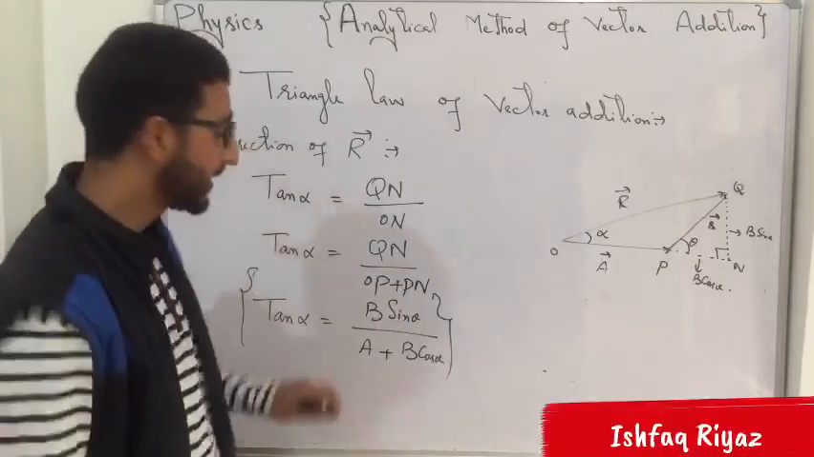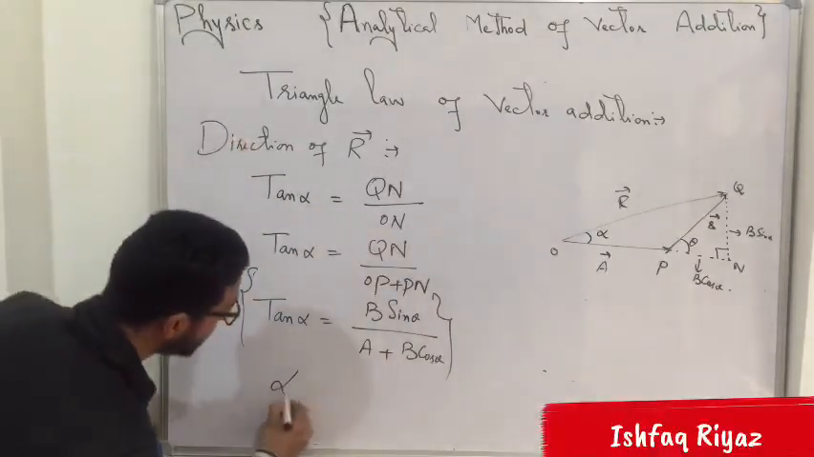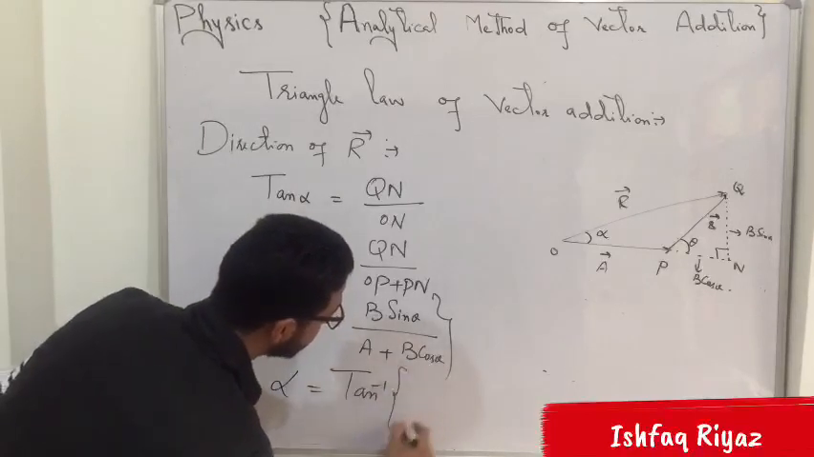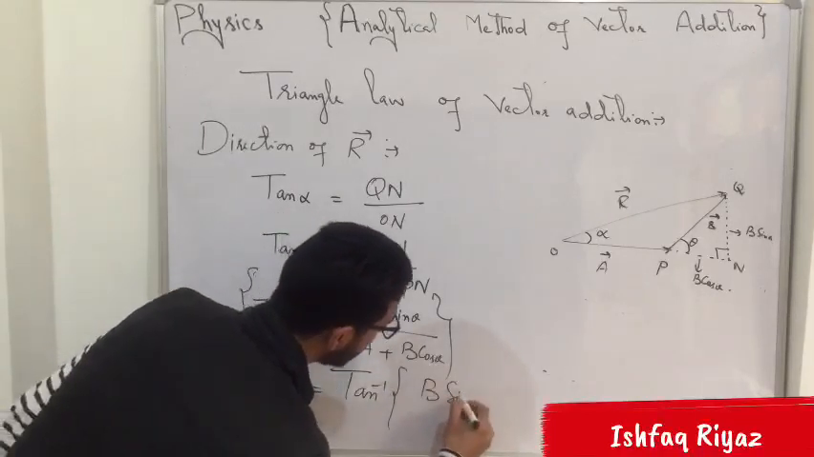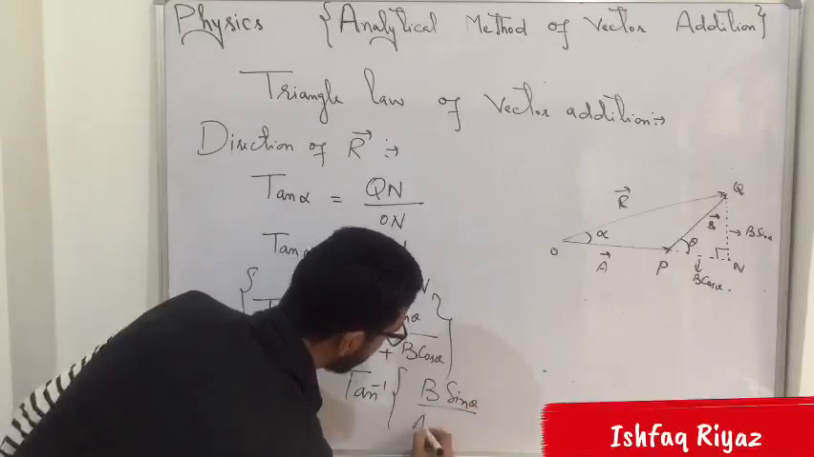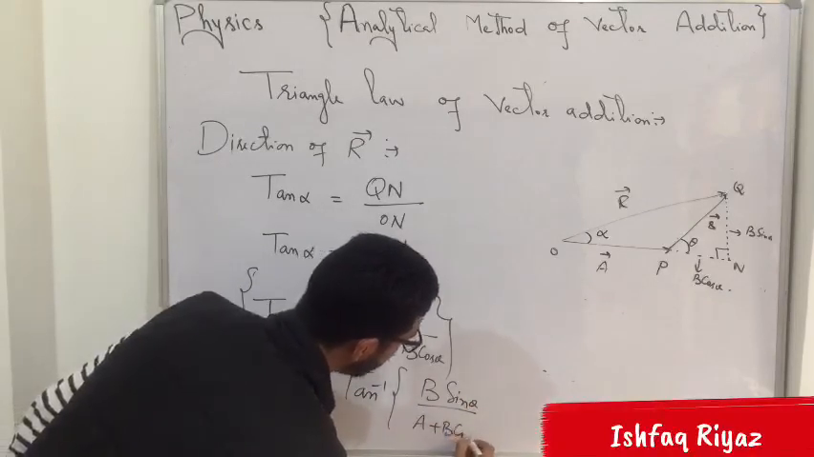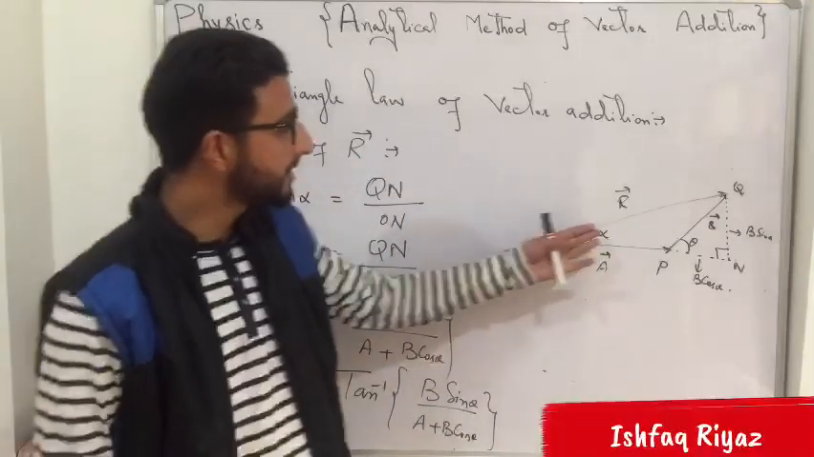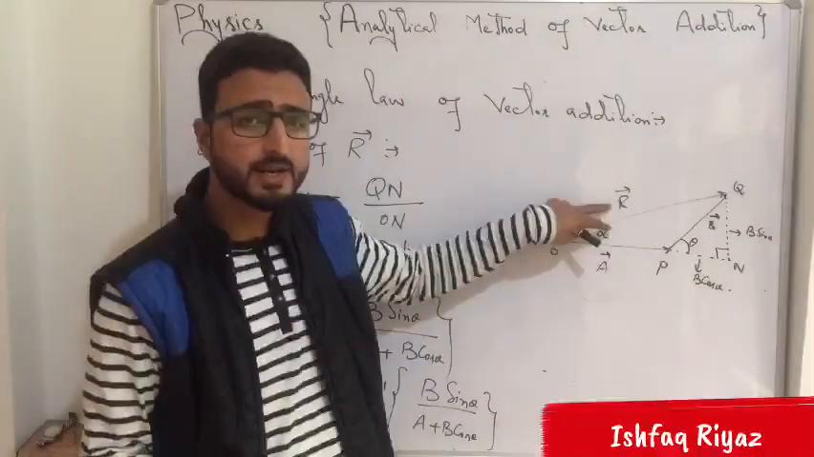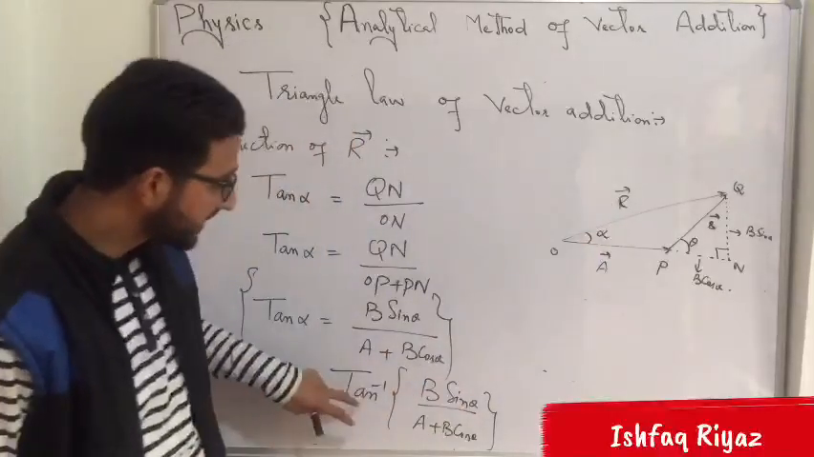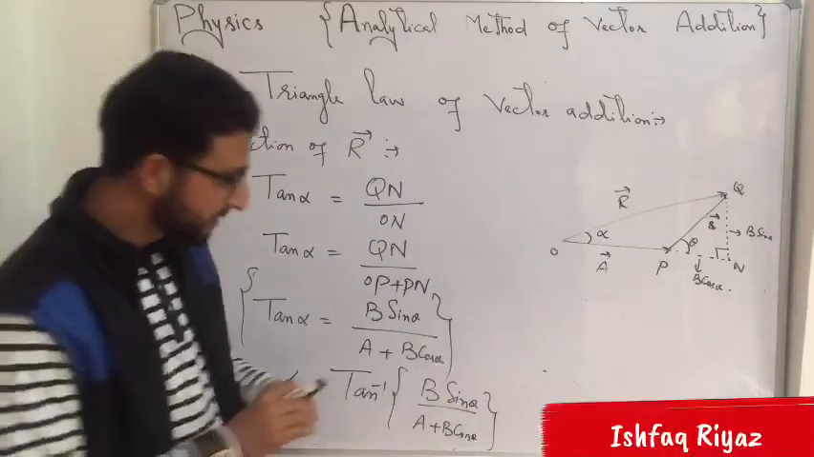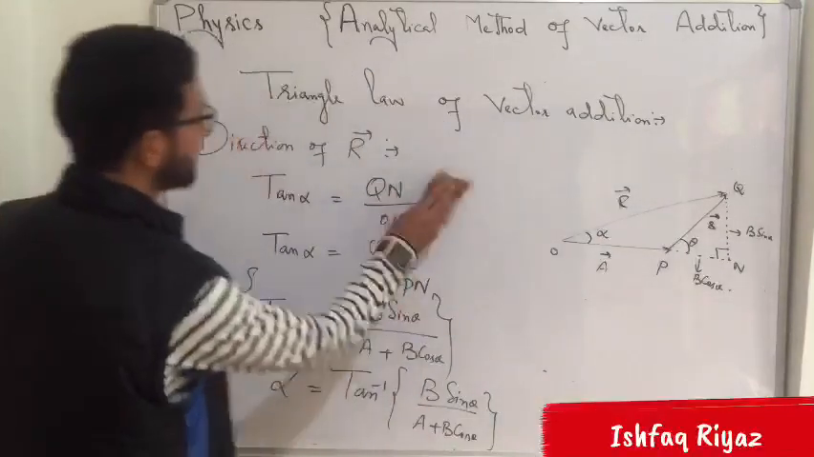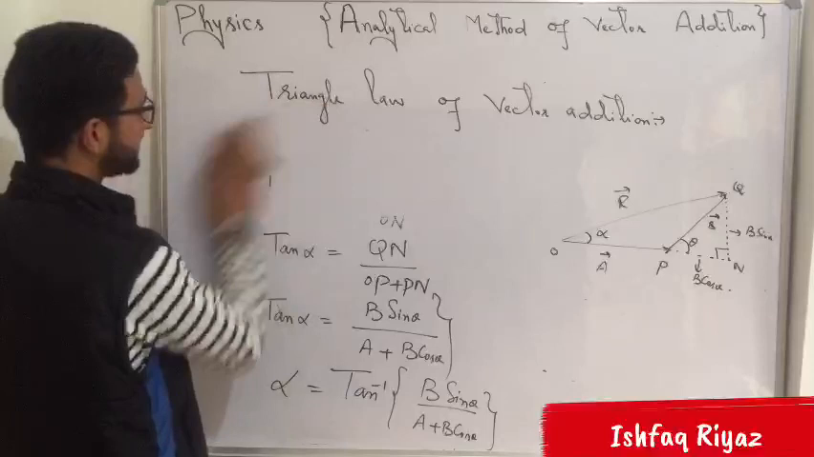Or to simplify it a little bit, I will simply write alpha is equal to tan inverse b sin theta divided by a plus b cos of theta. So we derived the expression for magnitude of the resultant vector r as well as the direction of the resultant vector r. So let me write these two equations and we'll discuss few special cases about this.